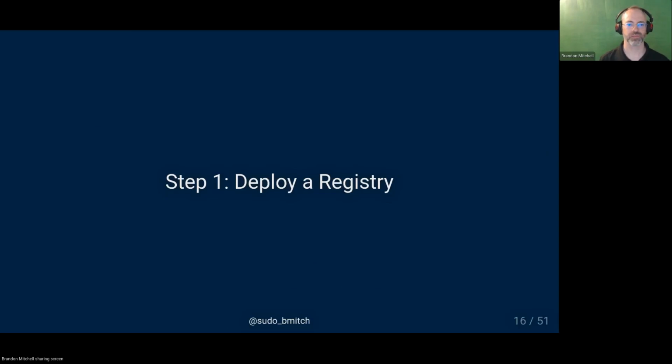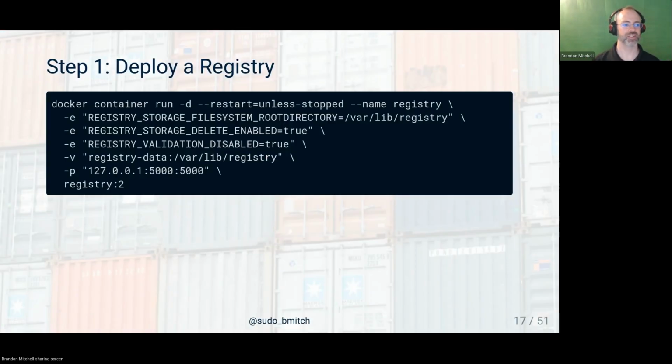So first step, really easy. You can deploy a registry. And it's a big, long command, but what we're doing is we're running a registry version 2 image. And we're going to have a volume in there for all of our storage. So it's got the parameter set in there to say we're going to put everything under this path for the file system and then the volume mounting that file system.